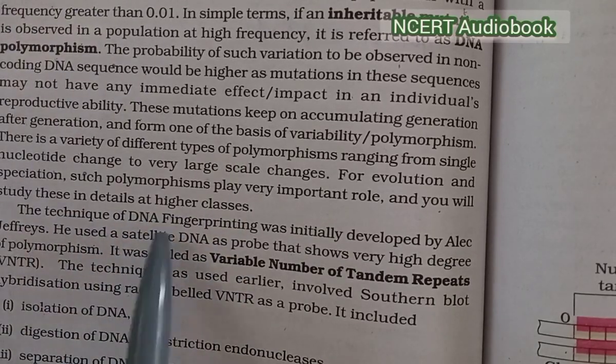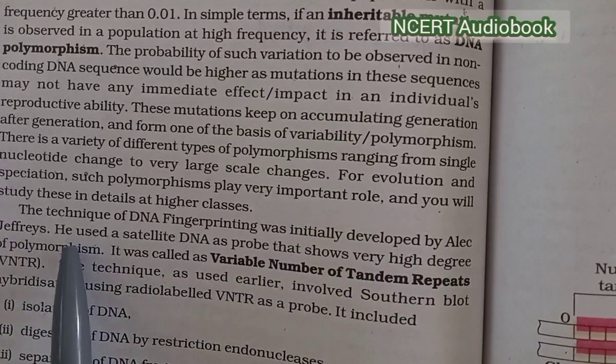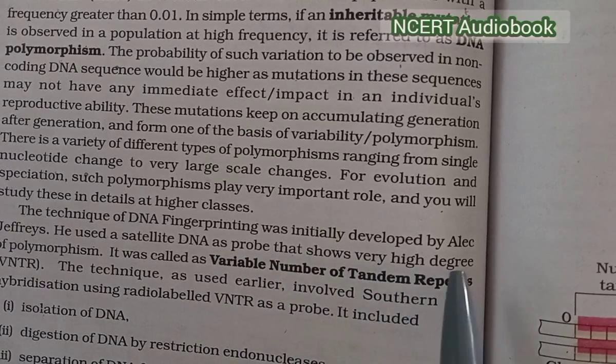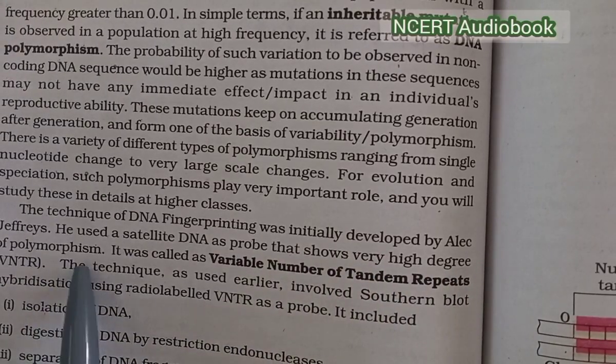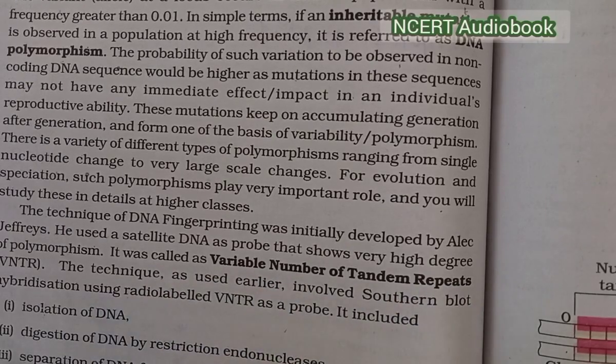The technique of DNA fingerprinting was initially developed by Alec Jeffreys. He used satellite DNA as a probe that shows a very high degree of polymorphism. It was called variable number of tandem repeats.